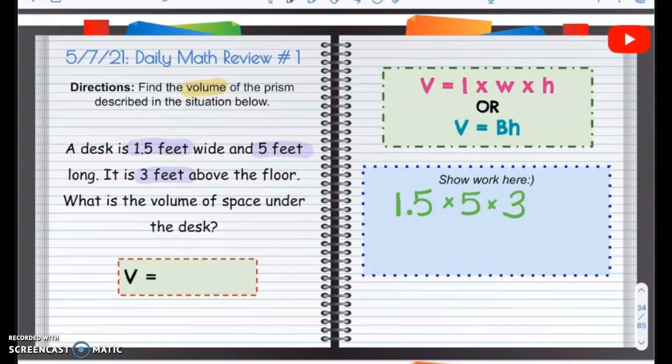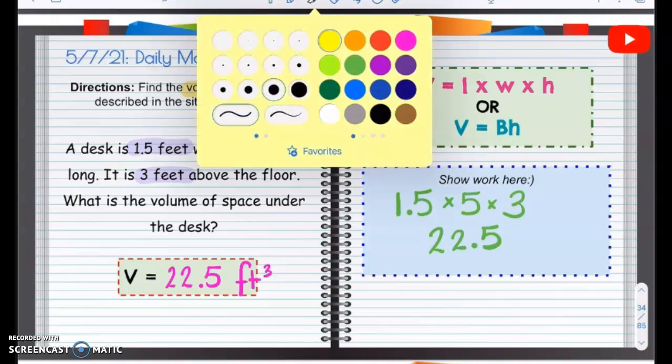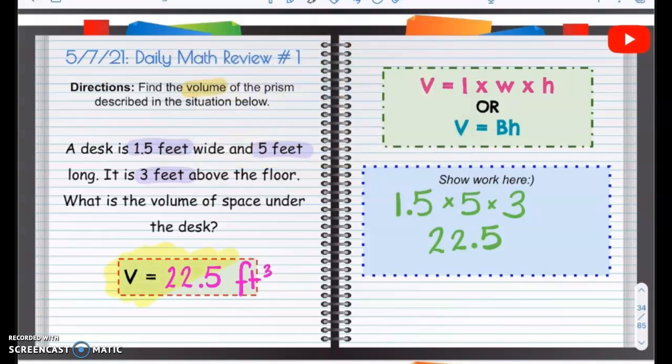If you want to put it in a calculator, you can do 1.5 times 5 and then multiply that by 3 and you will get 22.5. So over in our answer over here, you're going to have 22.5. And you can put feet, and it's going to be feet cubed, to the third power, because it is a 3D space that we are finding the volume of. We're finding the volume of the 3D part.